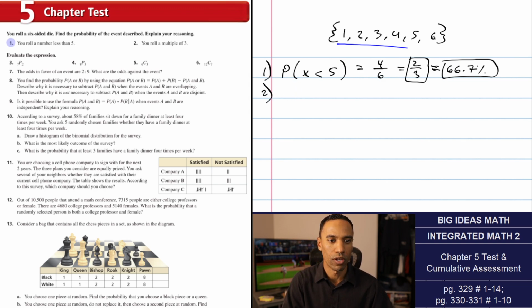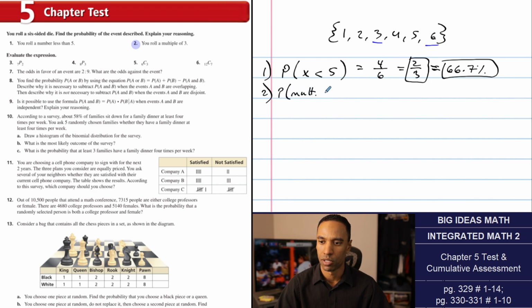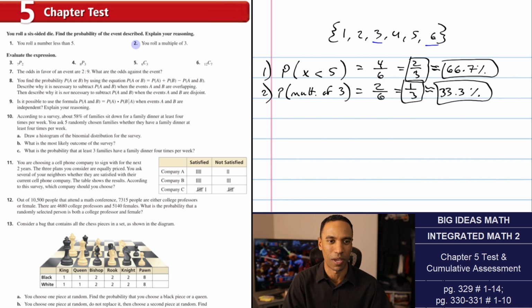Number 2, you roll a multiple of 3. Now, numbers that are a multiple of 3 among these are 3 and 6. That's 2 different numbers out of the 6 that you can choose. So 3 and 6 for number 2, probability of a multiple of 3: 2 out of 6 is 1/3, and 1/3 is around 33.3%. That's a fancy way of me writing that in that order. I'm really trying to rush on those two, and hopefully those felt okay.